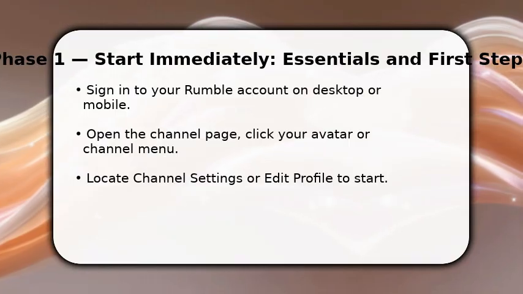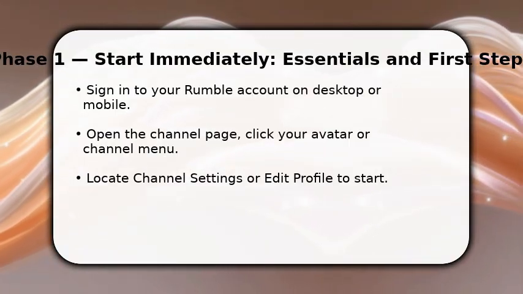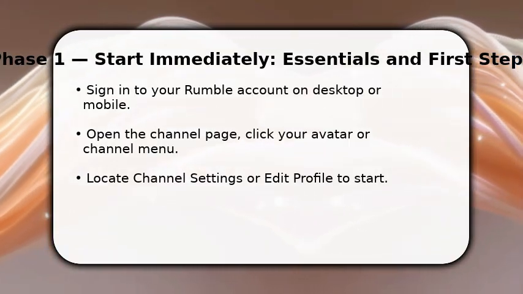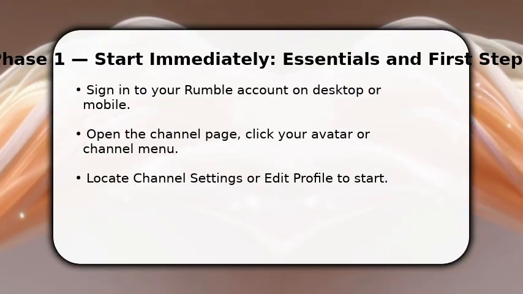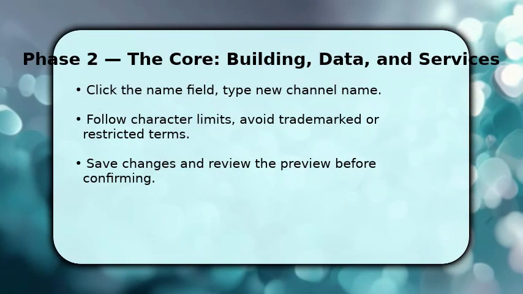If you're on mobile, tap the three-dot menu. On desktop, use the gear icon. Now that settings are visible, move to the name field to edit it. You've reached the name field.